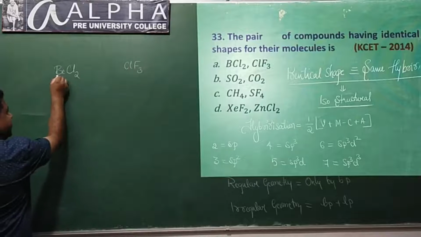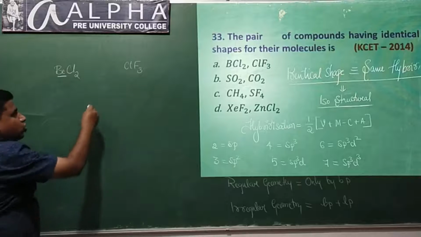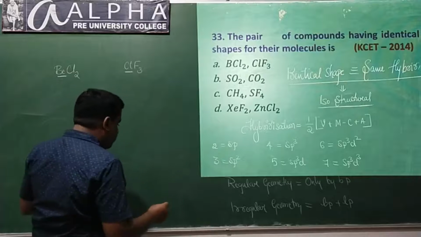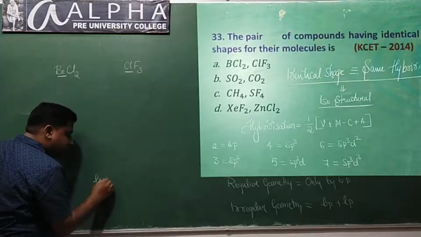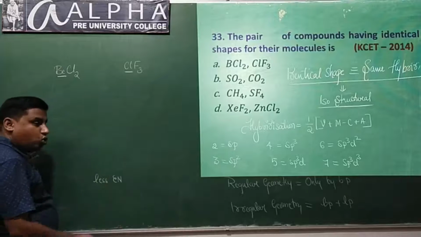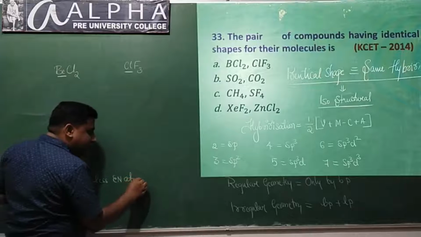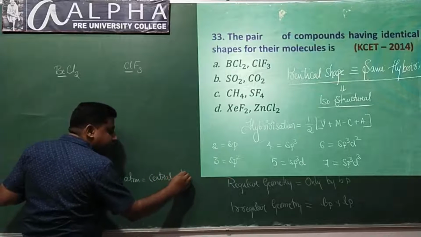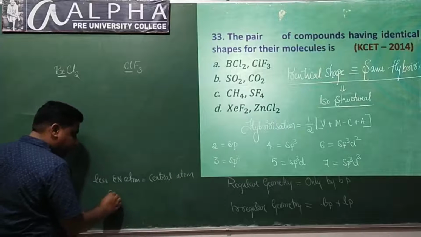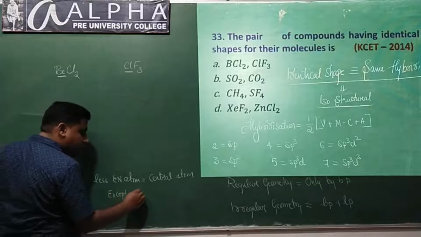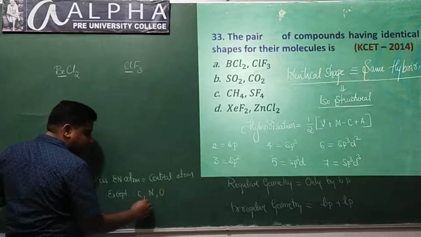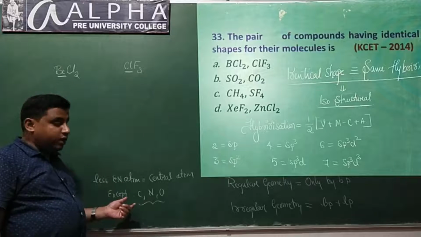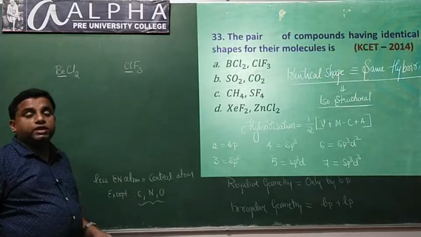Okay, so here beryllium is the central atom, and chlorine is the central atom. Just remember one thing: the less electronegative atom will be considered as the central atom. Except there are exceptions here: carbon, nitrogen, oxygen. We don't consider these, because I'll tell you where I should consider carbon, nitrogen and oxygen as the central atom.